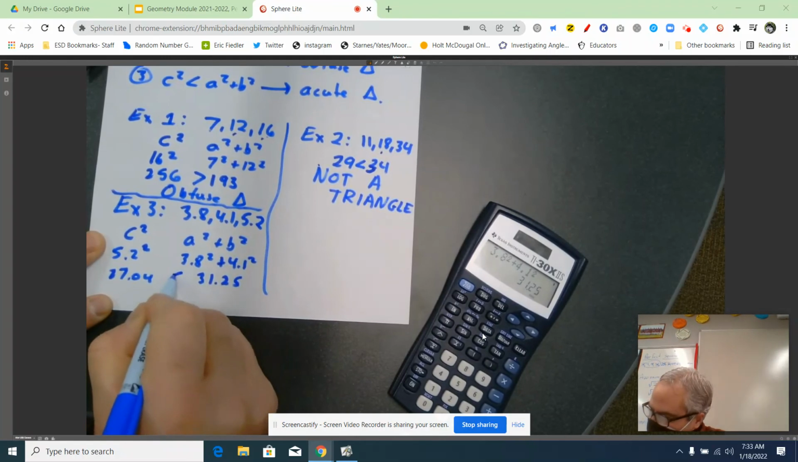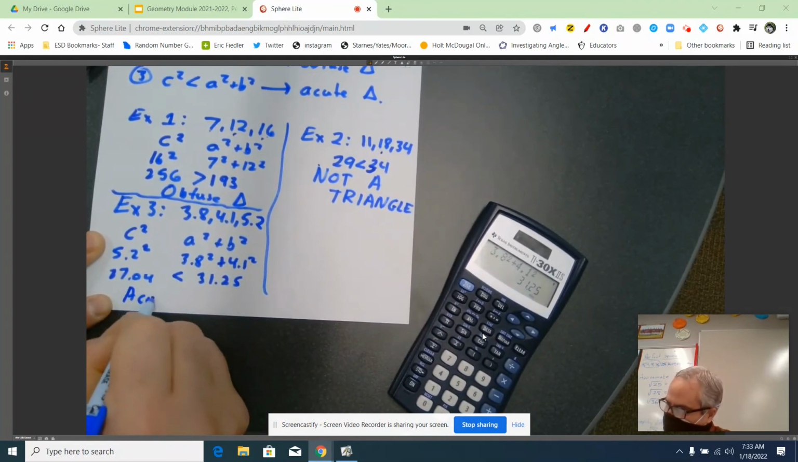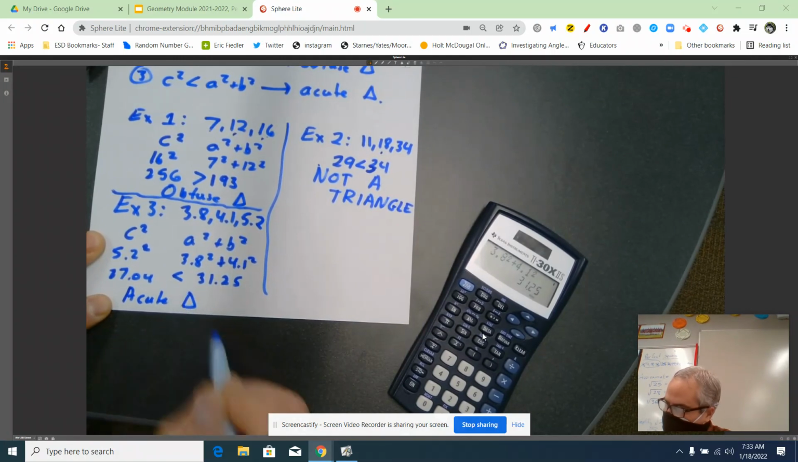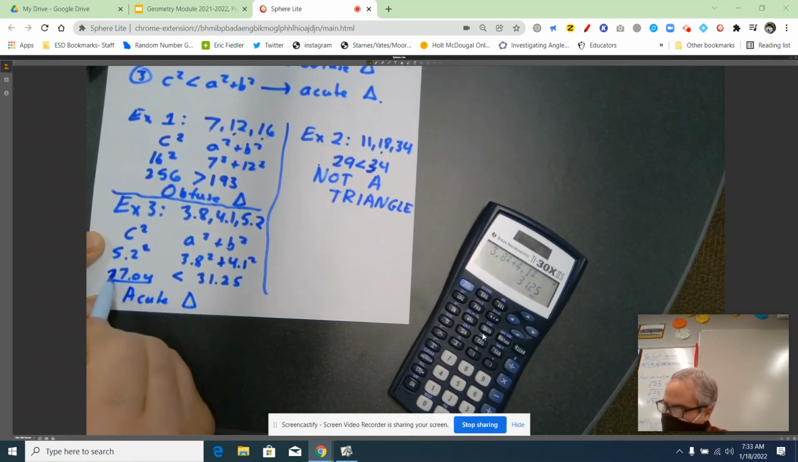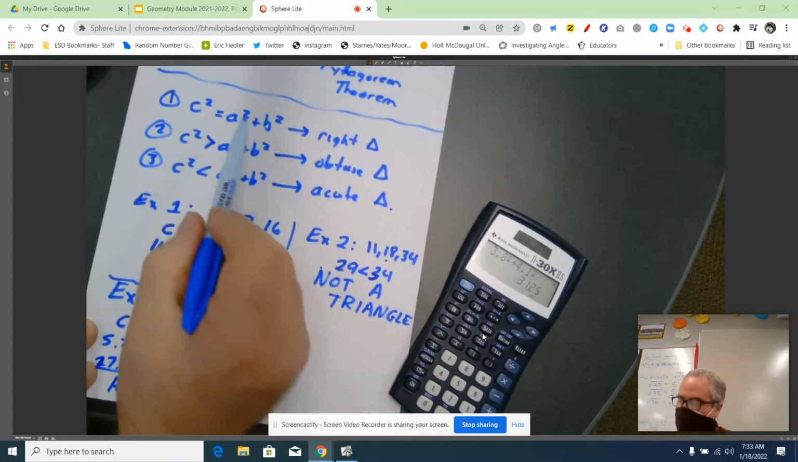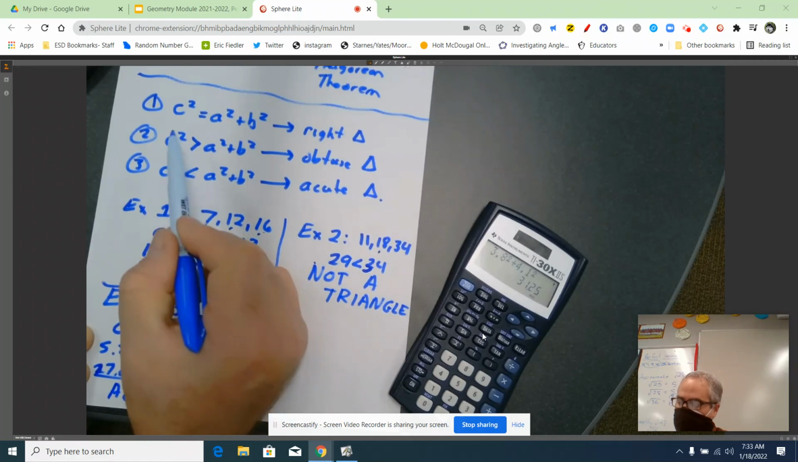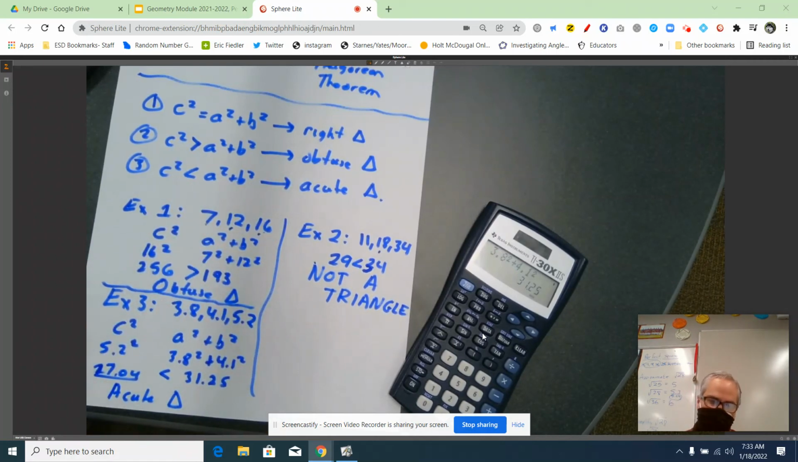31.25. This is less than that one, so it is an acute triangle, because this number, that's a 27, is less than 31.25. So again, equals is right, greater is obtuse, less than is acute, but you have to put c squared on the left to see that, or it's going to flip the inequality symbol around.